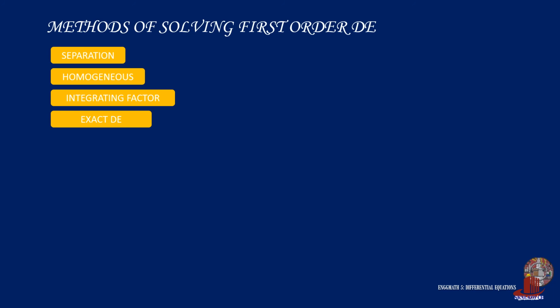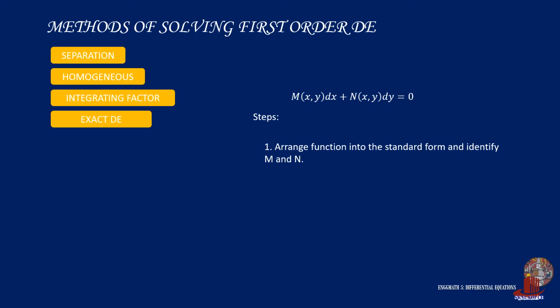The last method is exact DE, which is used for differential equations with the format M function of x and y times dx plus N function of x and y times dy equal to 0. The format is to be strictly followed in order to clearly set M and N, and then check if both M and N are equal by taking the partial derivatives of the sides, after which integrate one of them to have the solution.